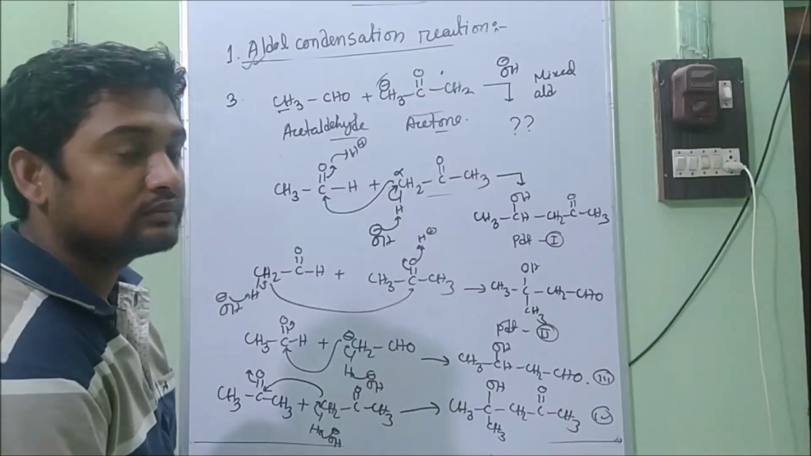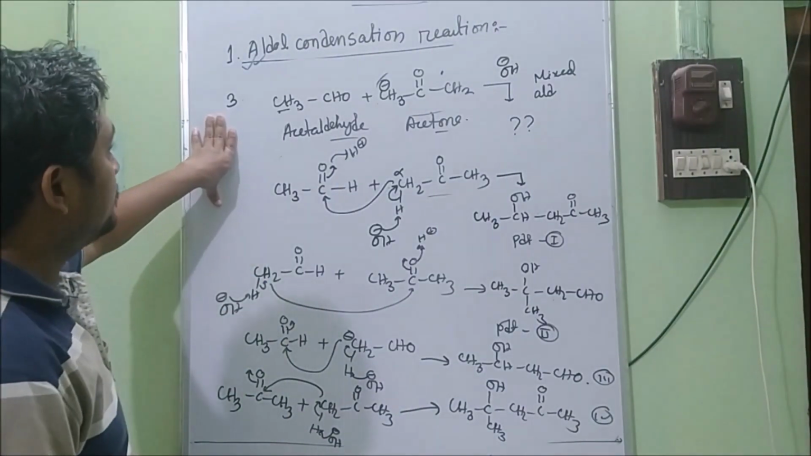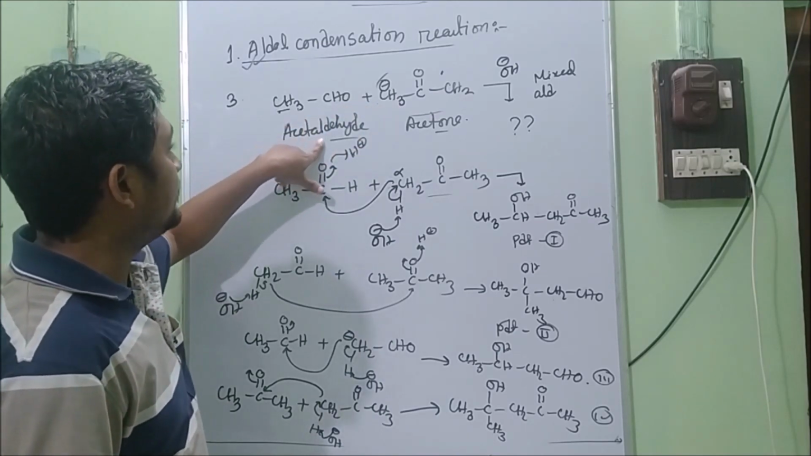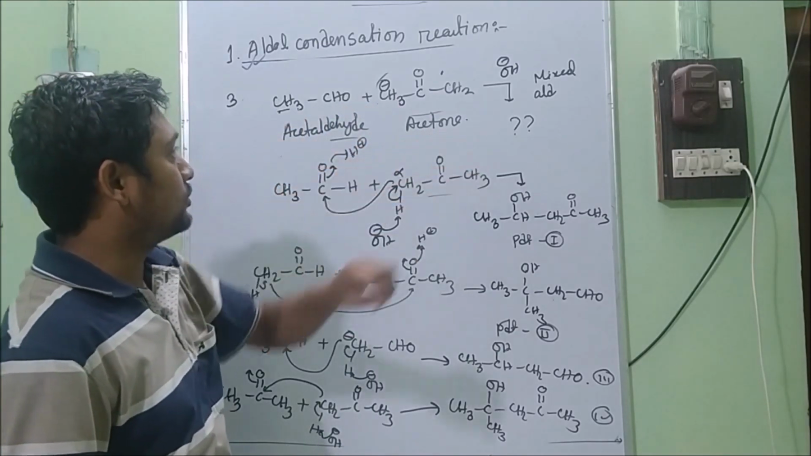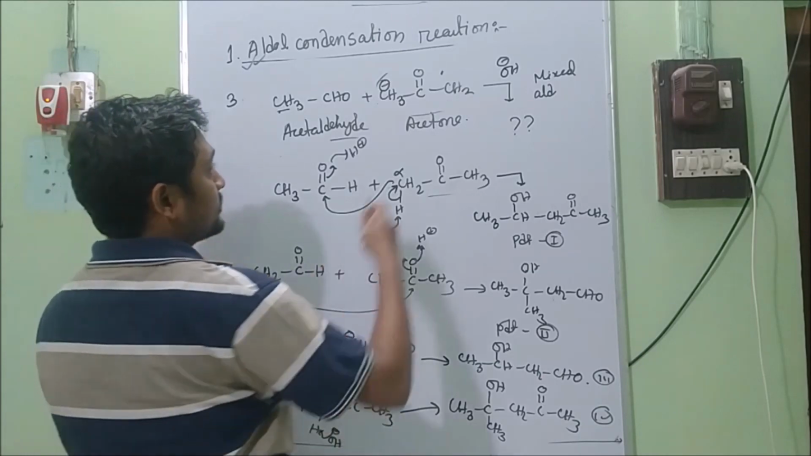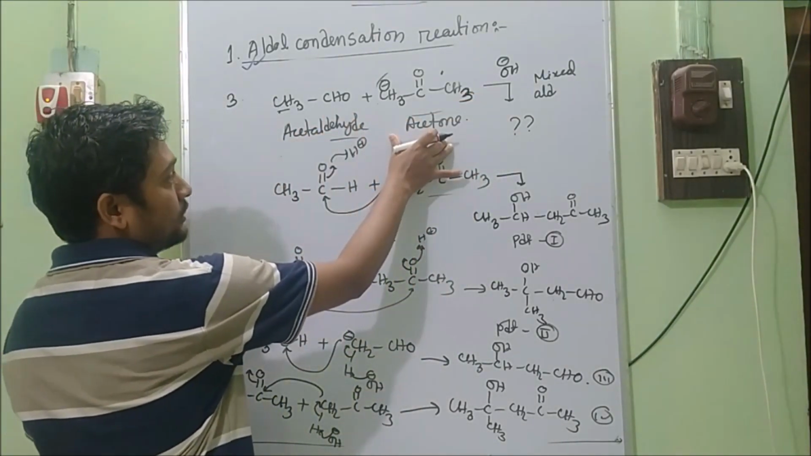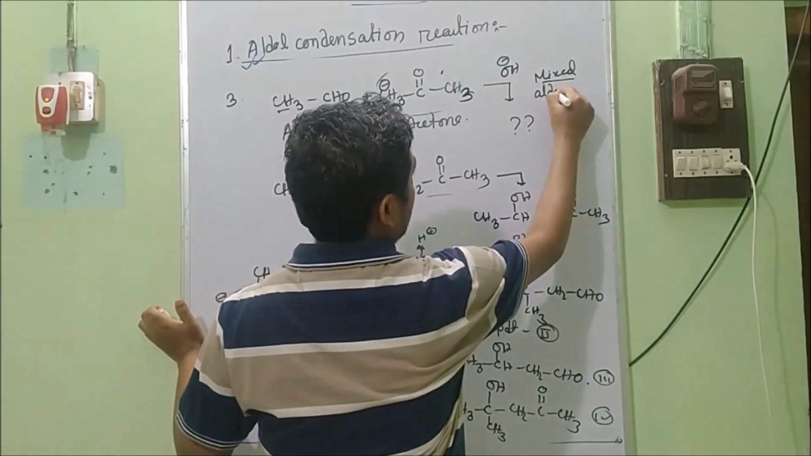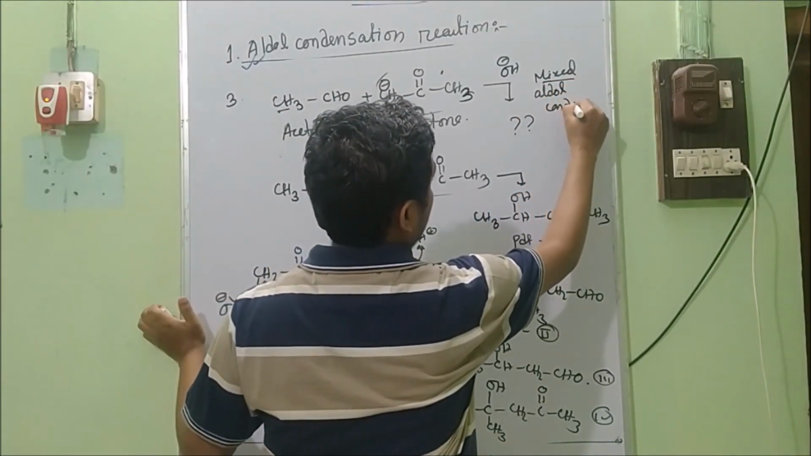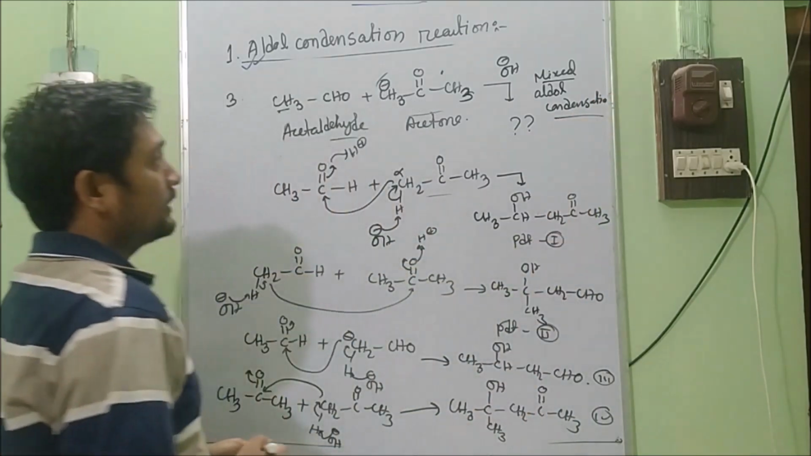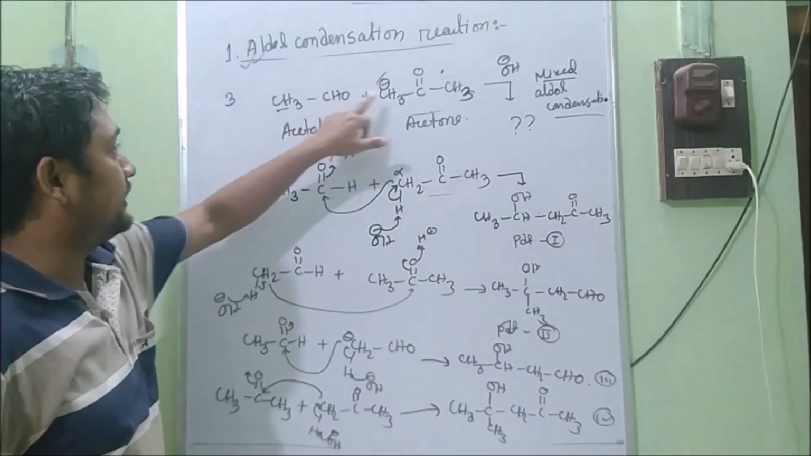Next one. Now example 3. Here I have taken two different kinds of carbonyl group. One is acetaldehyde, another is acetone. If we take two different kinds of aldehyde, two different kinds of carbonyl compound, then we will call it mixed aldol condensation reaction. Mixed aldol condensation, because we have taken two different kinds of aldehyde.